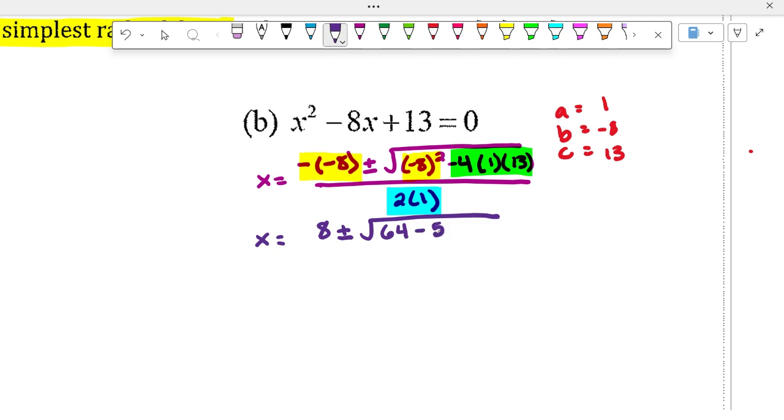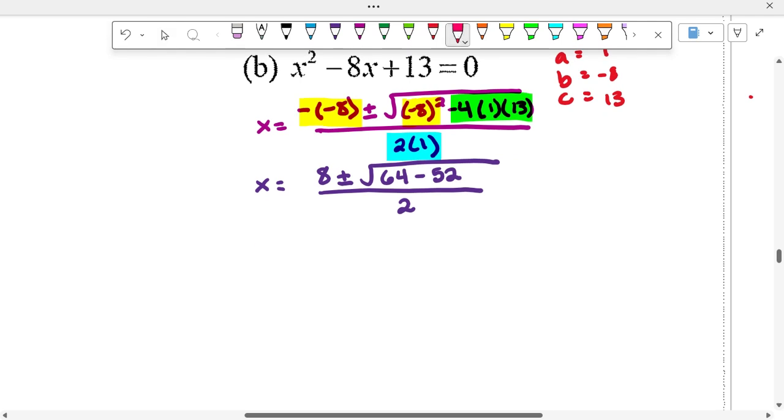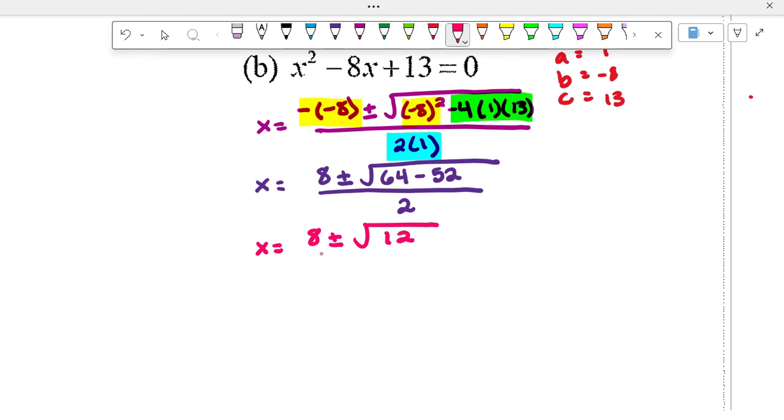-52. The negative doesn't cancel out. All over, what's 2 times 1? 2. So, x is equal to 8 plus or minus the square root of what's 64 minus 52? 12. All over 2. Now, we know 12 is not a perfect square, so this is going to be an irrational answer. However, I want it to be the exact answer. So we can, however, simplify this radical, right?